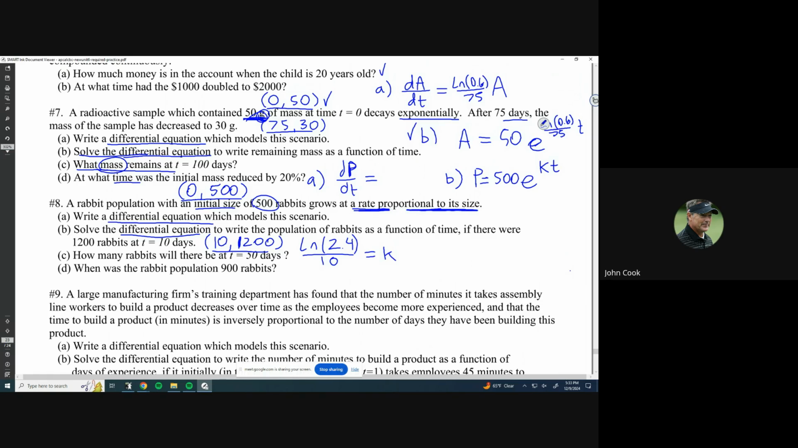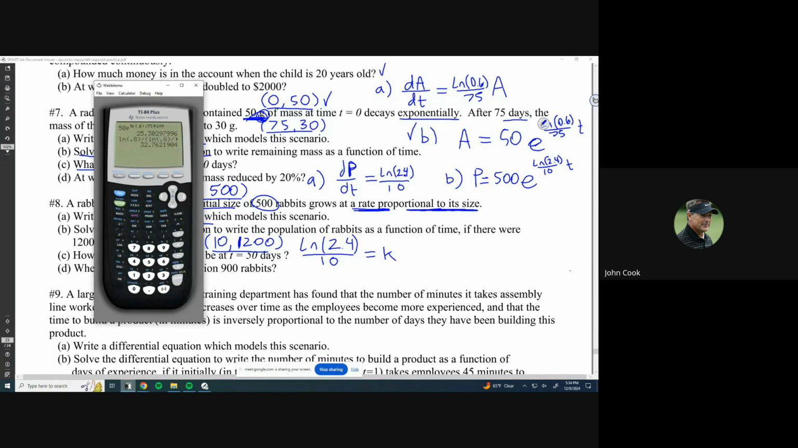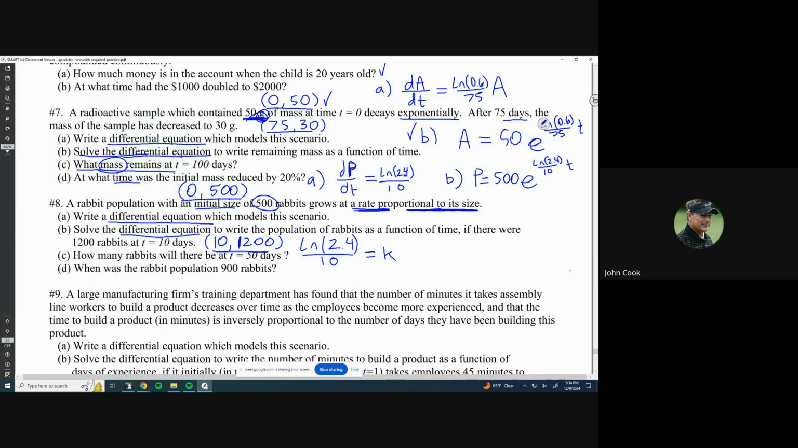The differential equation is going to be natural log of 2.4 over 10. And then the exponential expression that I get for the solution, the particular solution, is natural log of 2.4 over 10 times t. And just to verify, this should be a positive number. Let's check. So we have natural log 2.4 divided by 10. Yeah, check it out. Positive number, just like we anticipated. Okay, so we've got our model, and we've also got our differential equation.